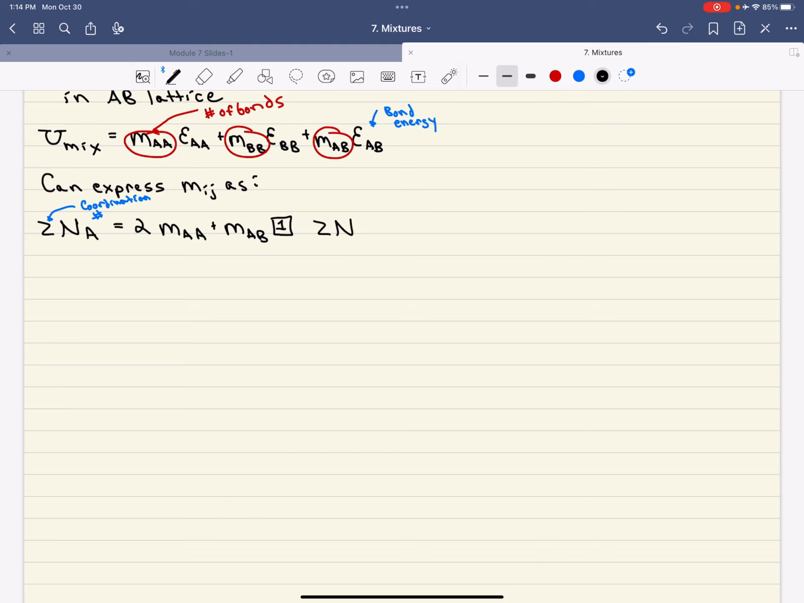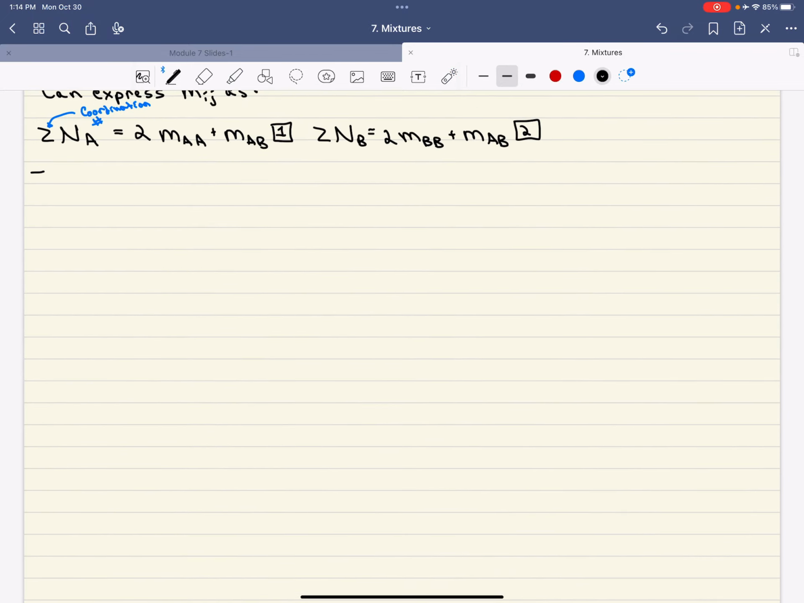For the B molecules, we could develop a similar equation, plus M_AB. Right. So far we have 2 equations, but we have 3 unknowns, so that means we need 1 more equation. Right. And so for this third equation, what we're going to do is make an assumption. Or, in other words, we're going to make an approximation. We're going to apply what's known as the mean field approximation.